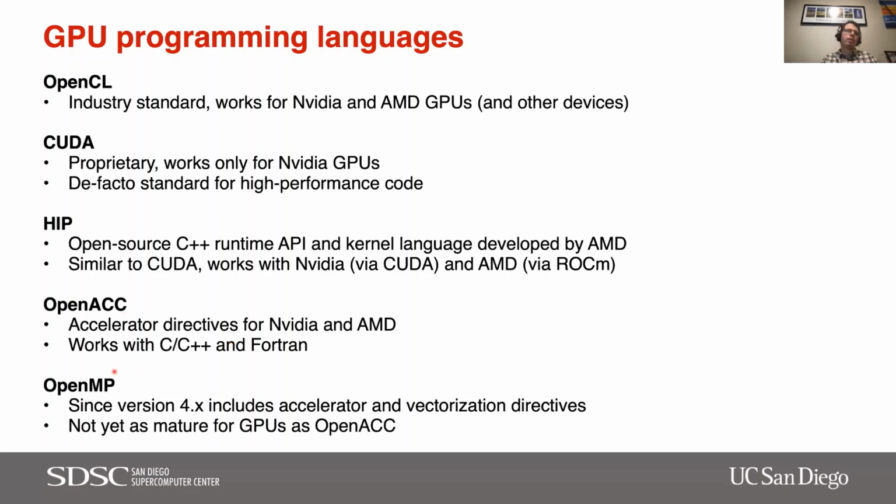Now there's also OpenMP, which came from threading parallelization for CPUs, but it's not only for CPUs. Since version 4, it includes accelerator and vectorization directives, so these things are similar. I would say OpenMP is not yet as mature for GPUs as OpenACC, but we'll see how these things develop over the next few years. It's certainly interesting to look at all of those. We will look at OpenACC and CUDA.